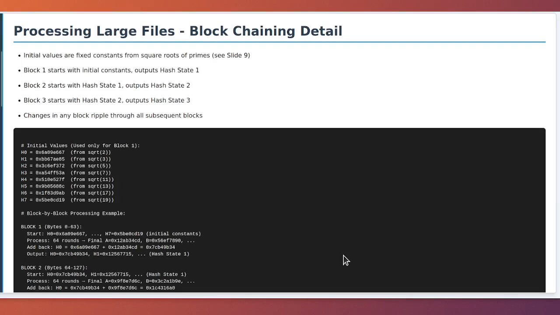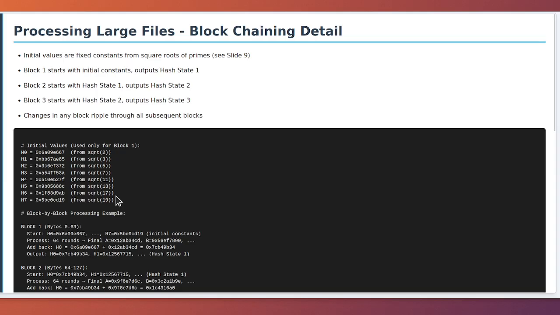Processing large files, blockchaining detail. Now that we understand how SHA-256 processes a small message like ABC, let's examine what happens when we hash a large file, say a 1 megabyte file. This is where the iterative block-by-block nature of SHA-256 really shows its elegance and efficiency.